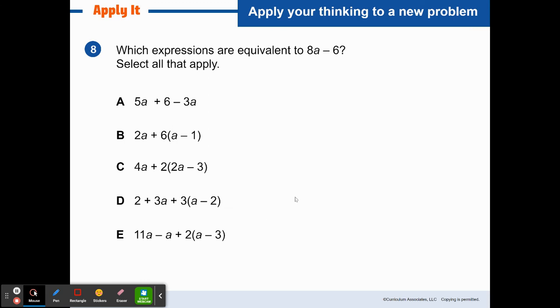All right, number 8 says which expressions are equivalent to 8a minus 6. Select all that apply. So remember to first simplify the expressions. Make sure all like terms are combined. Remember, anytime you see distributive property, always take care of that. And then see if like terms can be combined to see if any of these are equivalent. And it says which expressions, so we are going to be selecting more than one. I do want you to try that one on your own. And then if you have questions, just let me know.